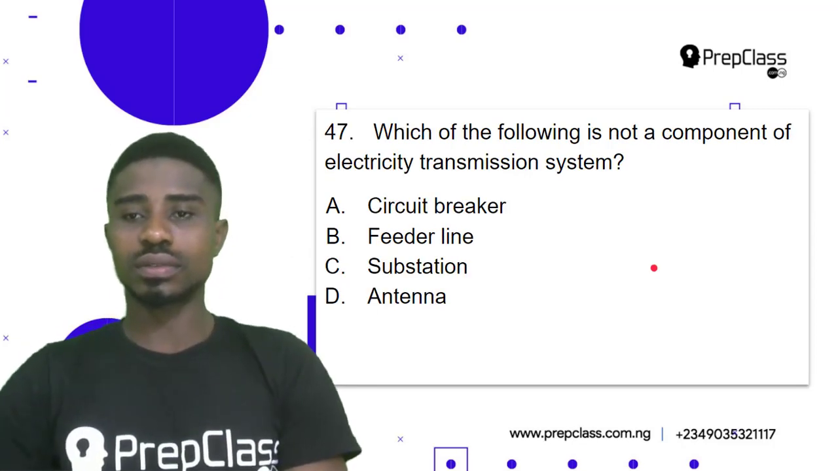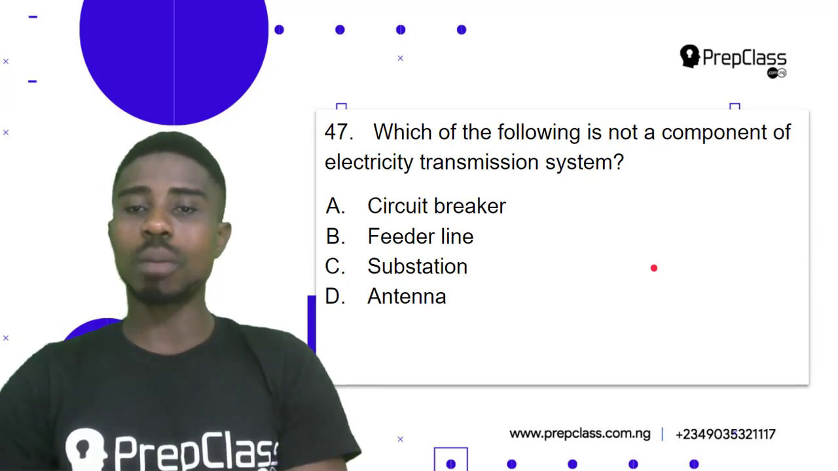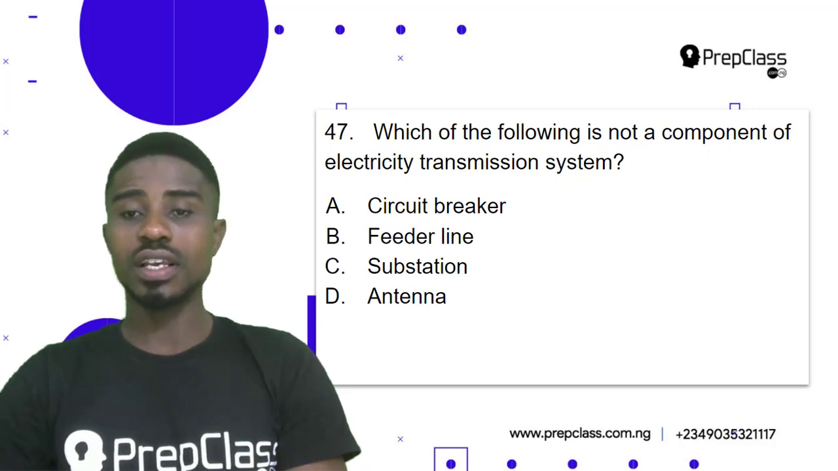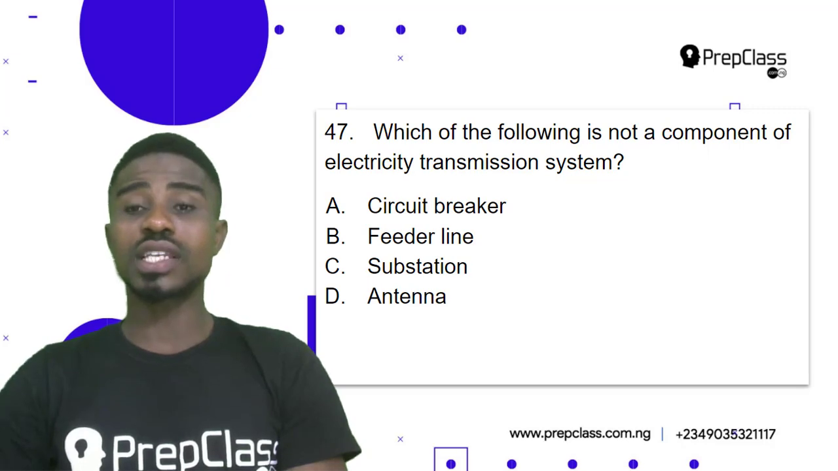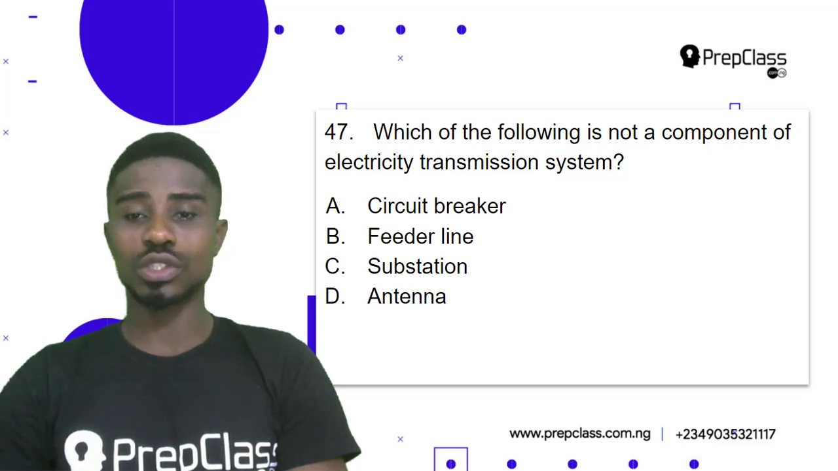Question 47. Which of the following is not a component of electricity transmission system? A. Circuit breaker, B. Feeder line, C. Substation, D. Antenna. For us to carefully select the correct answer, we need to analyze all of the options and see which one best answers our question.